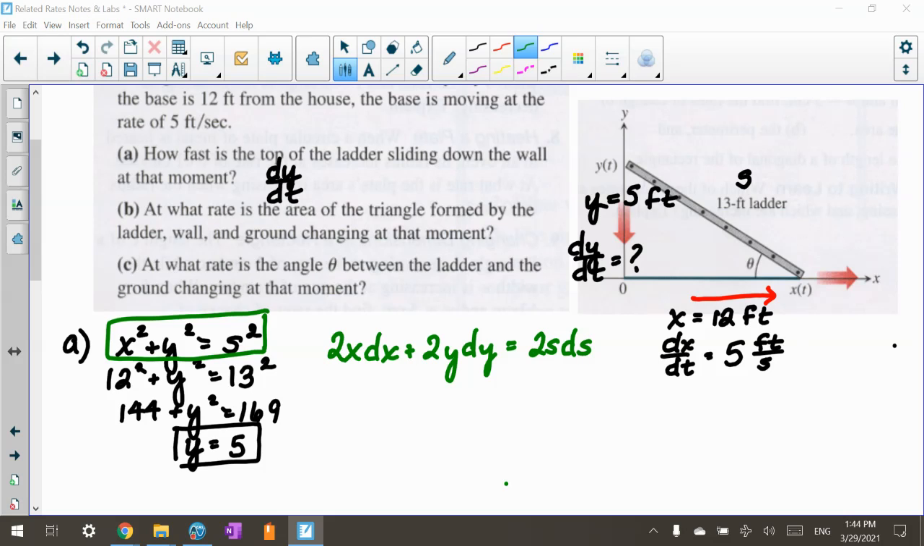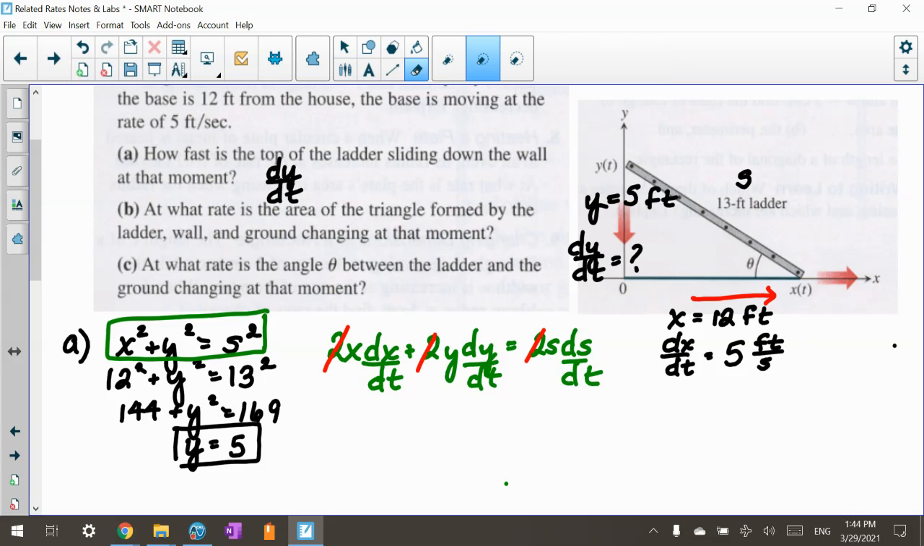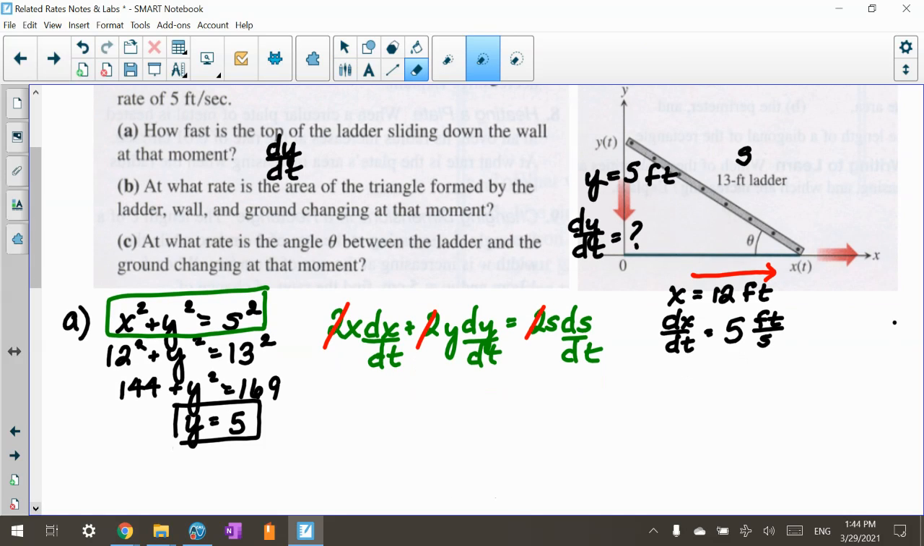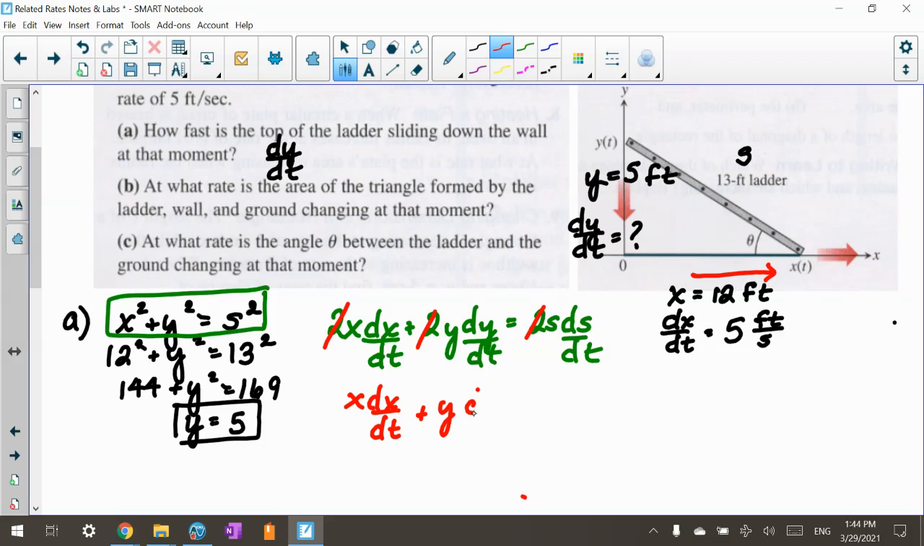Okay, and I'm going to go through and divide through by time because that's what most everything is based on. And I can see I can divide through by 2's and get that out of there. So I'm going to end up with this formula. x dx/dt plus y dy/dt equals s ds/dt.